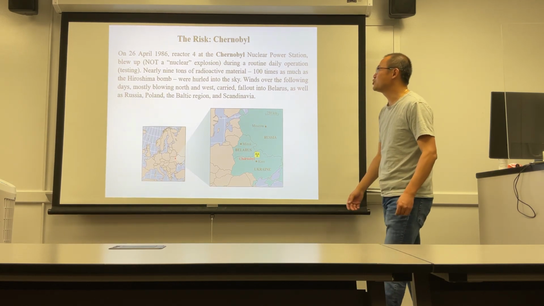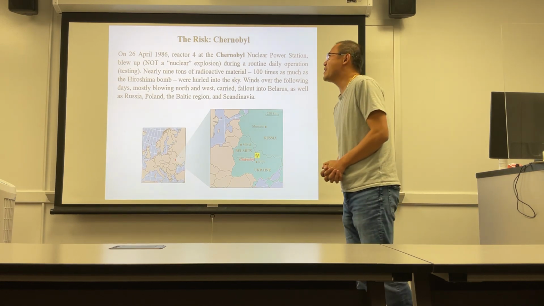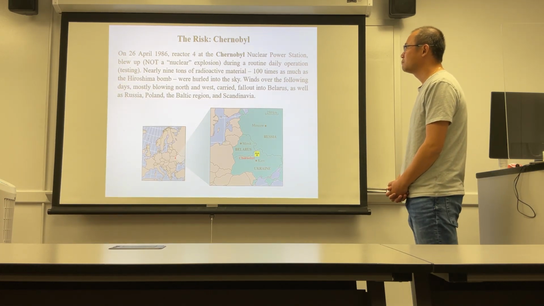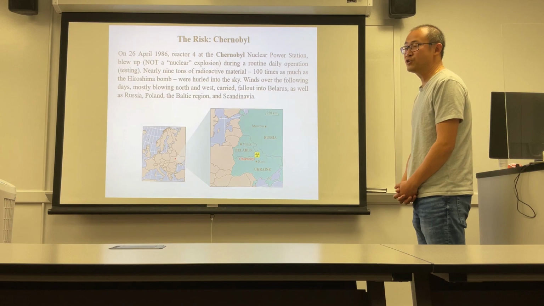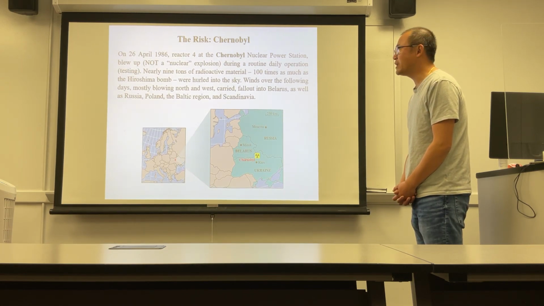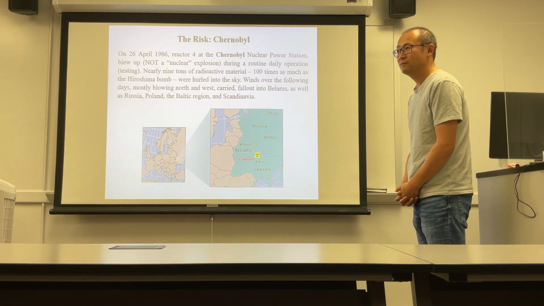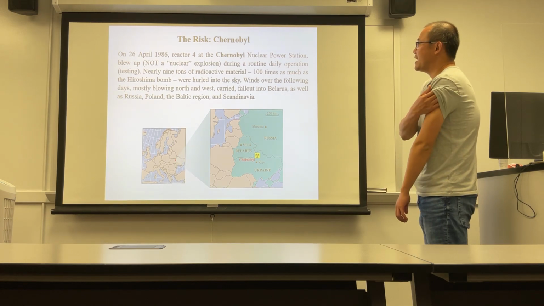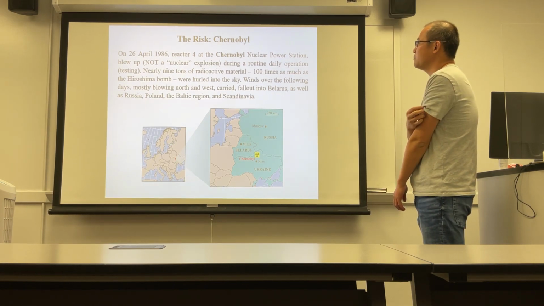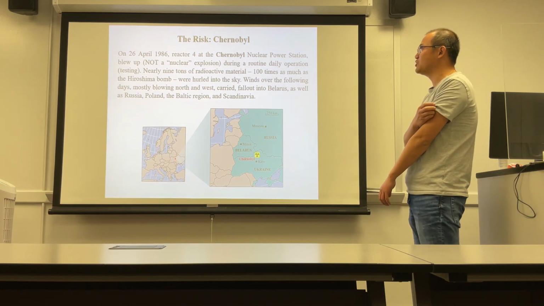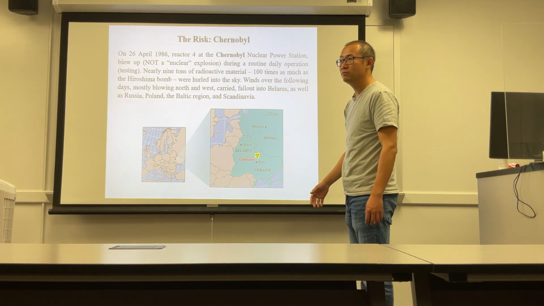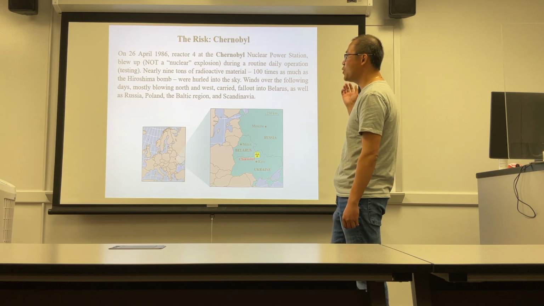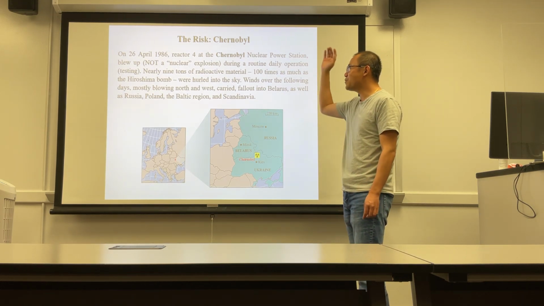Okay, then let's go back to Chernobyl. In 1986, reactor 4 of the Chernobyl nuclear power plant melted down. Actually, not during routine running, they were doing testing. And during that accident, 9 tons of radioactive materials, many times as much as an atomic bomb because of how big the disaster was, were hurled into the sky, and the wind blew the dust to the north and west.